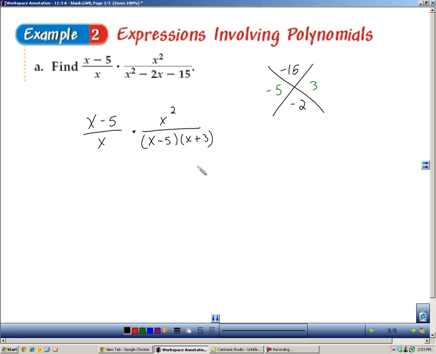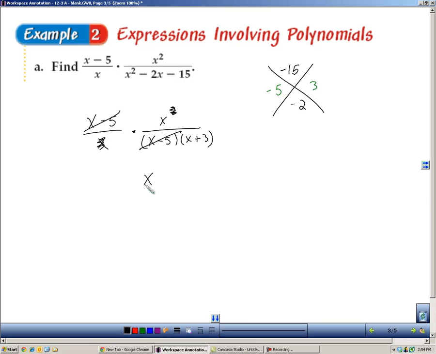Now by doing that, I've created 2 binomial factors. These are groups that are being multiplied, and I can cancel the entire group. What I can't do is cancel just the x and just the 5, or just the x and just the 3. So let's see what we can cancel. I can cancel this x here with one of the x's there, and I can cancel the x minus 5 with this x minus 5. That's legal, because you're taking the entire factor.